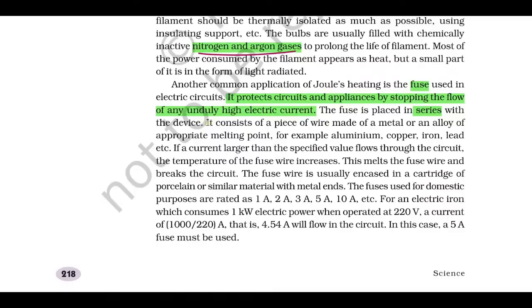If you are watching this, you can definitely expect similar questions or the same concept-based question in the examination. Fuse. What is a fuse here? It is an electrical safety device. Always it is placed in series, and it has a low melting point. If the current flows more than the specified value, what happens? The fuse gets heated up and melts, and it breaks the circuit. Thus, it protects the circuit and appliances.